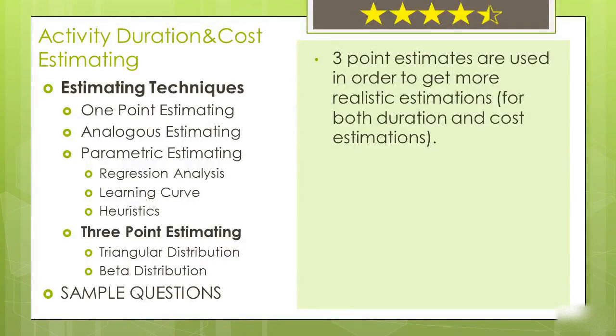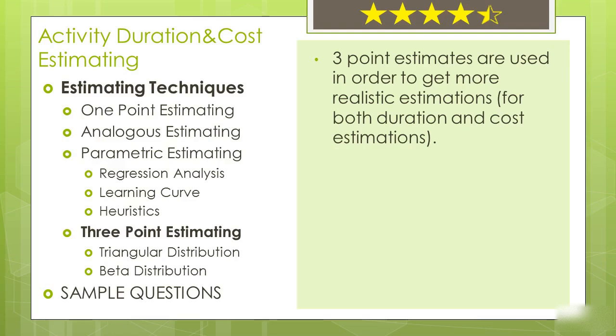3-point estimating. In one-point estimation, you just say that this activity will take 10 days to finish. But what if everything goes wrong? Can you still finish it in 10 days? No. You will finish it, let's say, in 14 days. Or let's think the opposite. What if everything goes very well? If everything goes very well, then you will finish it earlier, let's say in 7 days.